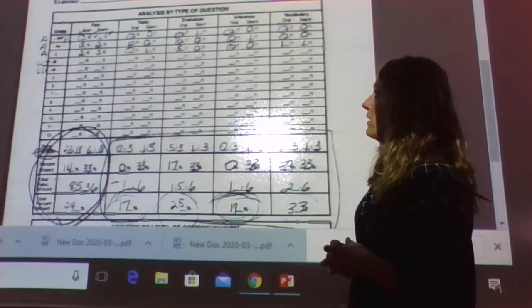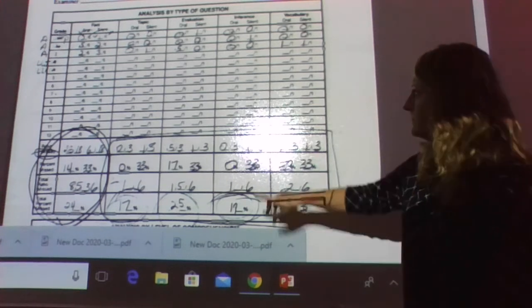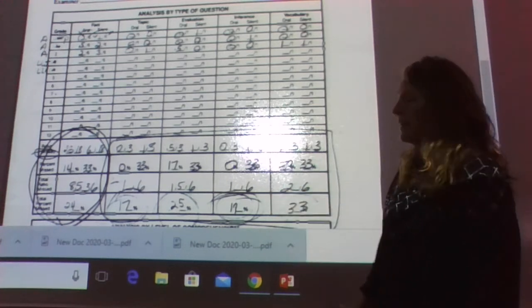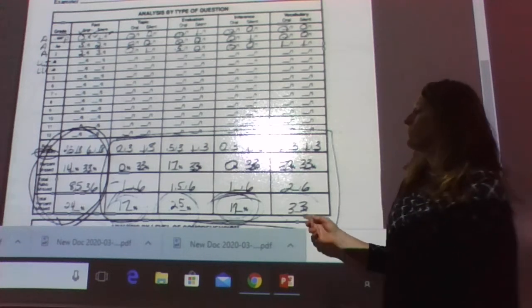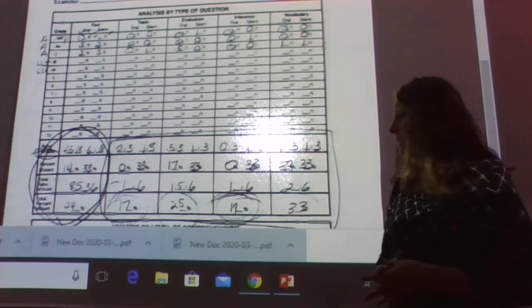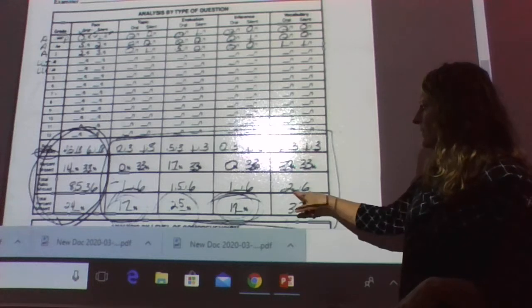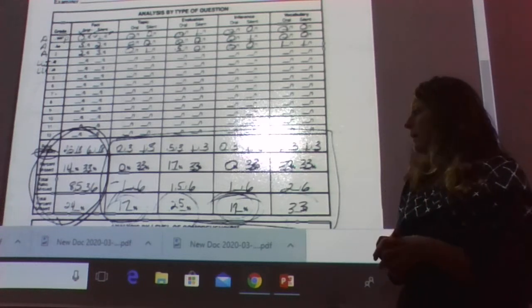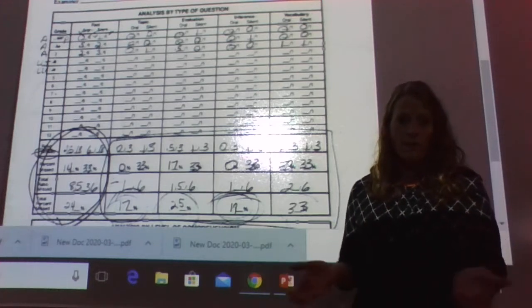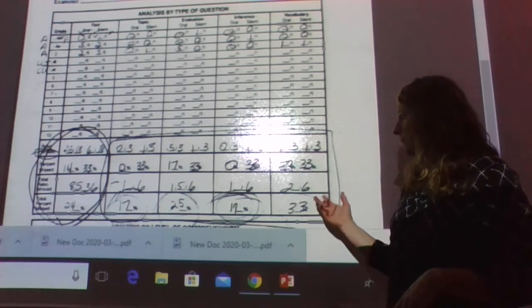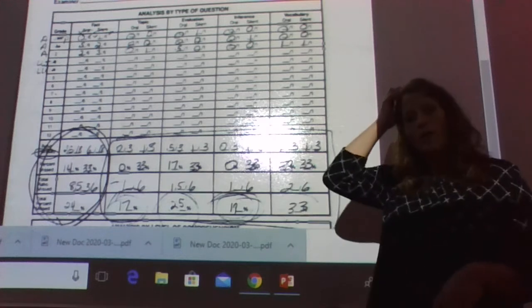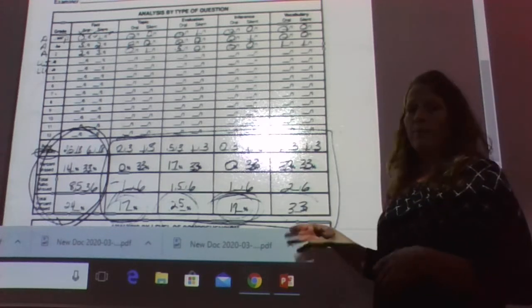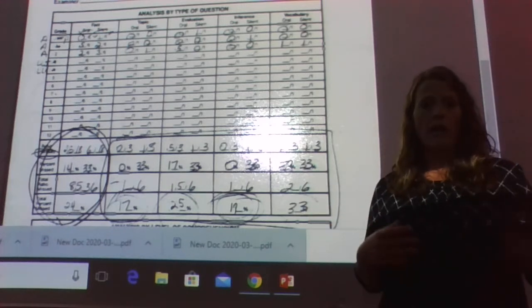percent missed out of all of the evaluation questions. Did the same thing with inference and we got 17%. Same thing with vocabulary and 33%. So what I noticed about the vocabulary is that he missed 2 out of the 6 vocab questions. So 4 of them he got right and he did very well with, but 2 of them he missed. So 33% of his vocabulary questions were a challenge for him.